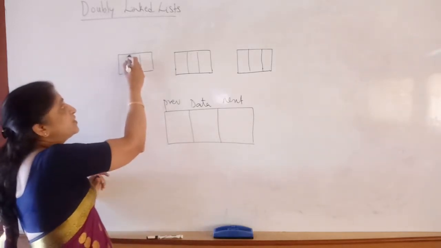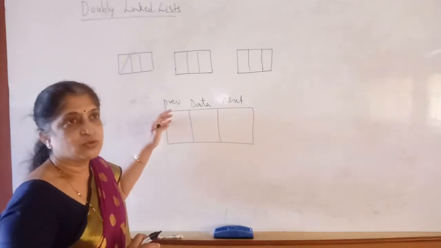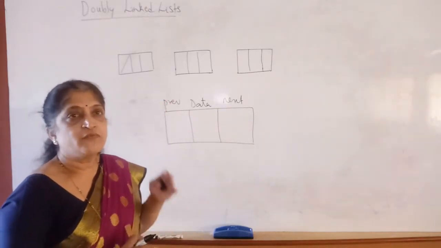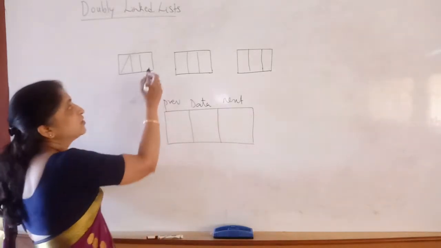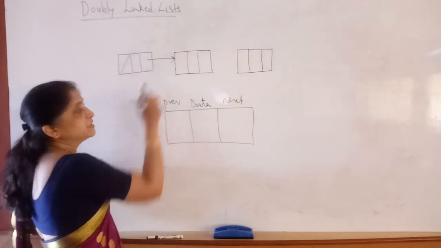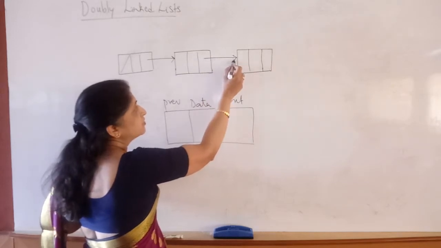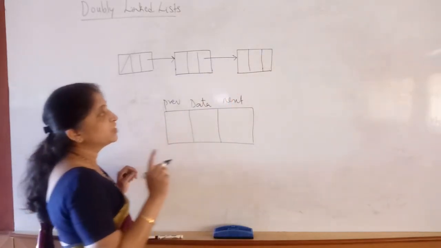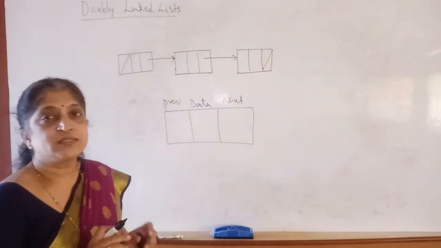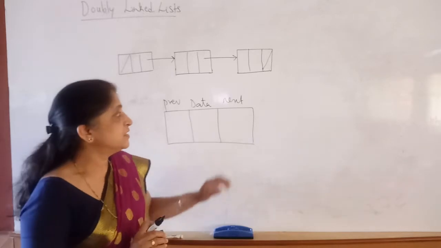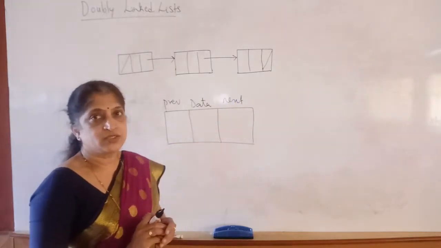Previous field of the first node will be null. That is the first node. So how do we recognize the first node? First node will have null in its previous field. And the next field of the first node will be pointing to the second node. The next field of the second node will be pointing to the third node. The next field of the last node will be having a null. So that is how we recognize the last node in the doubly linked list. That is, if the next field is null, that means that is the last node in the list.